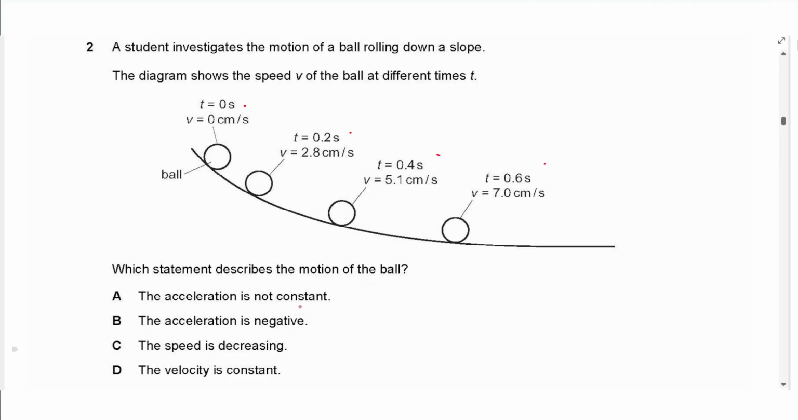Is the acceleration not constant? Acceleration is negative, speed is decreasing, velocity is constant. First of all, the speed is not decreasing and the velocity is not constant, since the direction of motion keeps changing and the magnitude of the speed keeps changing. Acceleration is negative means that it is decelerating, but in this case it is accelerating, so the only option is option A, where it says that the acceleration is not constant. And actually if you use acceleration equals v minus u over t for each step, that is 3 times here, you will find that the acceleration will not be constant.